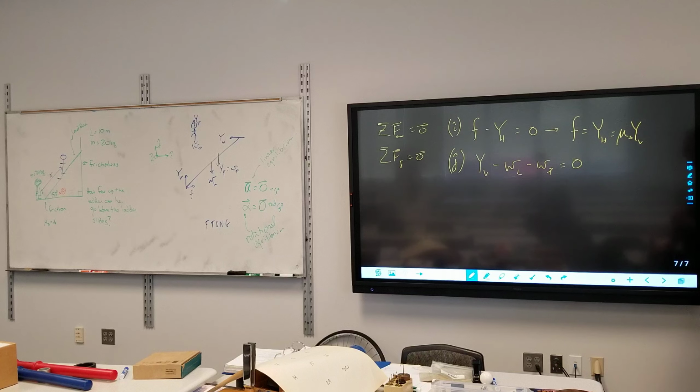Where's the friction acting? Between the bottom of the ladder and the ground. And what's the normal force at that point? Looking for the letter. Y sub V. Yeah, that's why it's y sub v.